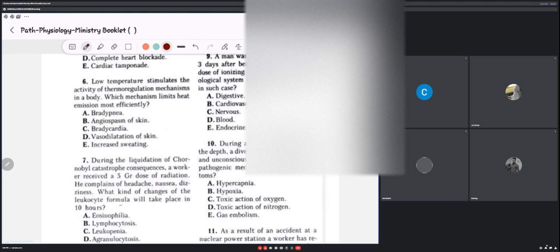Low temperature stimulates the activity of thermoregulation mechanism in the body. Which mechanism limits emission most efficiently? So in this case, there's low temperature, first of all, that stimulates activity of thermoregulation. Thermoregulations are like your adaptive mechanism of the body to maintain homeostasis. You have to maintain homeostasis.